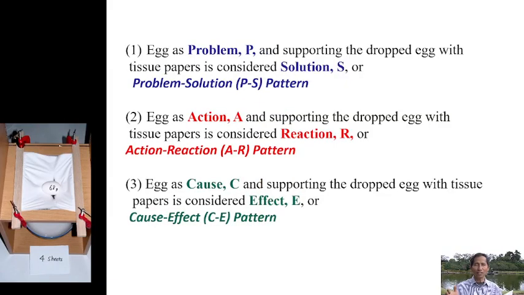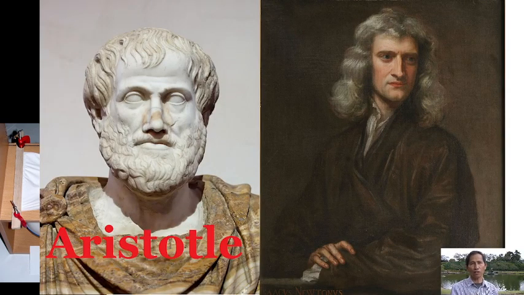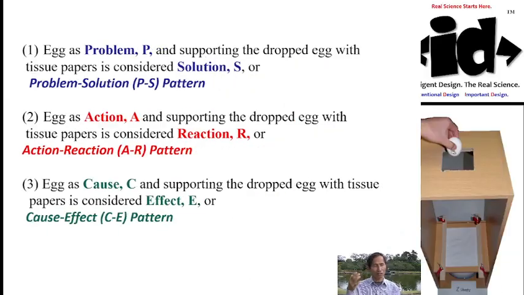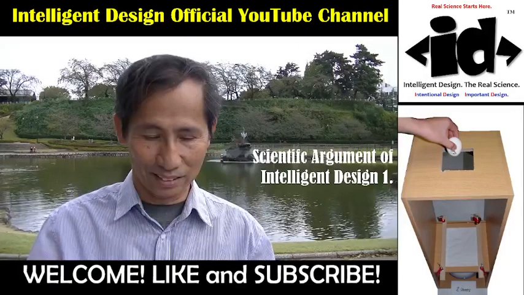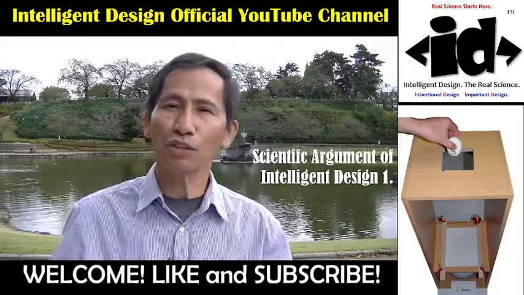The new intelligent design has just gathered explanations derived from two famous scientists and philosophers, Isaac Newton and Aristotle, and the new intelligent design had added problem solution. So that is the argument, the discovery, the claim of the new intelligent design. Okay, so I would like to add more.